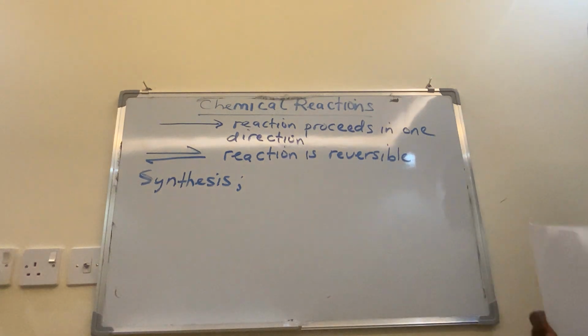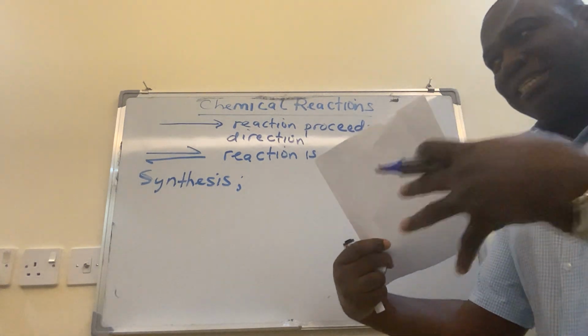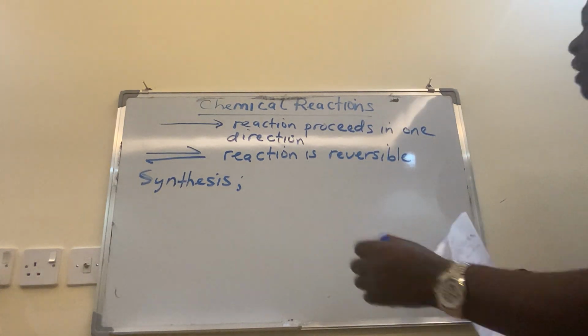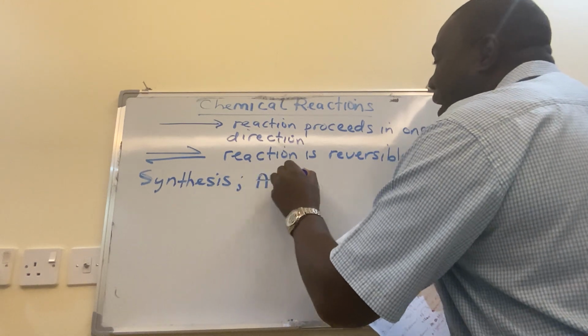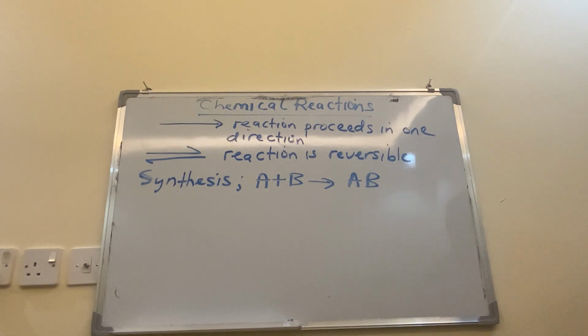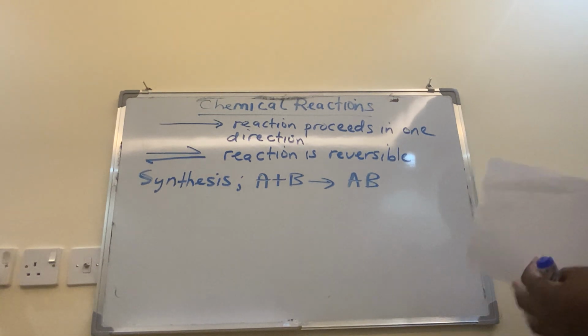Okay? I suppose you still remember synthesis in the word photosynthesis. Synthesis means to put together. A plus B, and we end up with AB. We had separate elements A and B as our reactants, and now we have the product AB. What have we done here? We have carried out a synthesis reaction, such as in the case of photosynthesis.